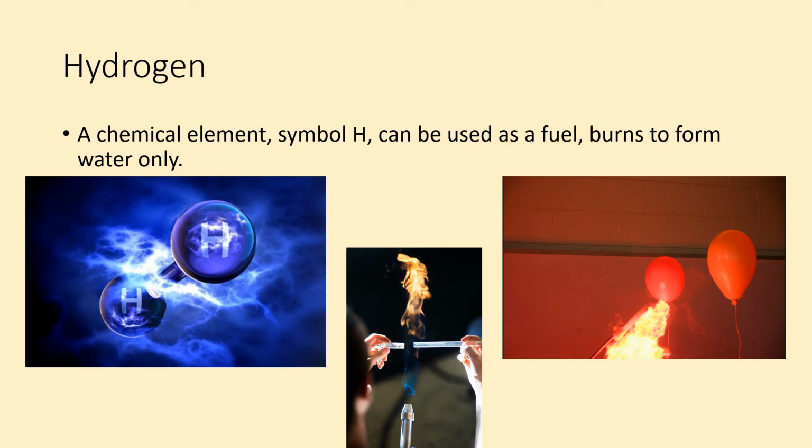Okay, hydrogen is a chemical element with the symbol H, and it can be used as a fuel because it burns to form water only, which is useful because there's no carbon dioxide pollution from the burning of hydrogen. There may be some carbon footprint from extracting the hydrogen and creating the things that use it, but it's a step in the right direction. Okay, so we've got an artist's impression of what a hydrogen molecule looks like over here. This is hydrogen being burnt in a Bunsen flame, and we've probably done this demonstration in class. This is a balloon full of hydrogen exploding.